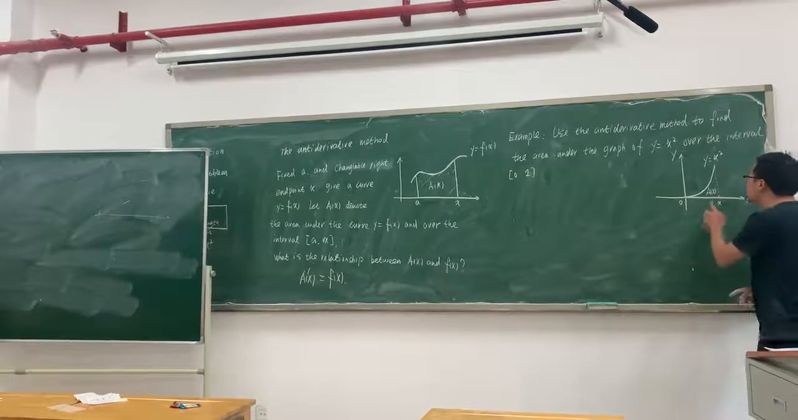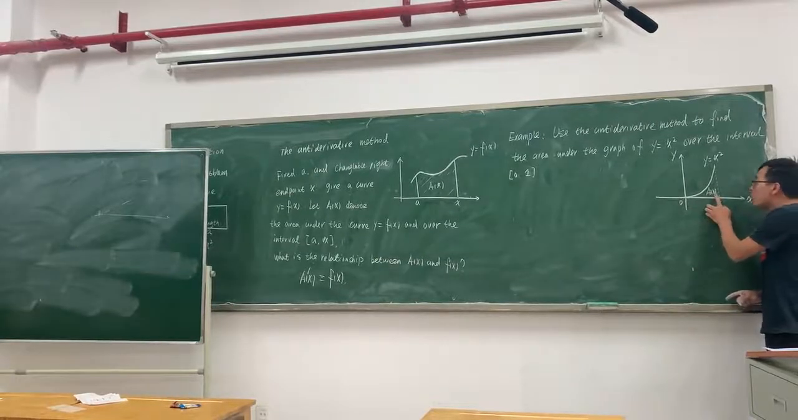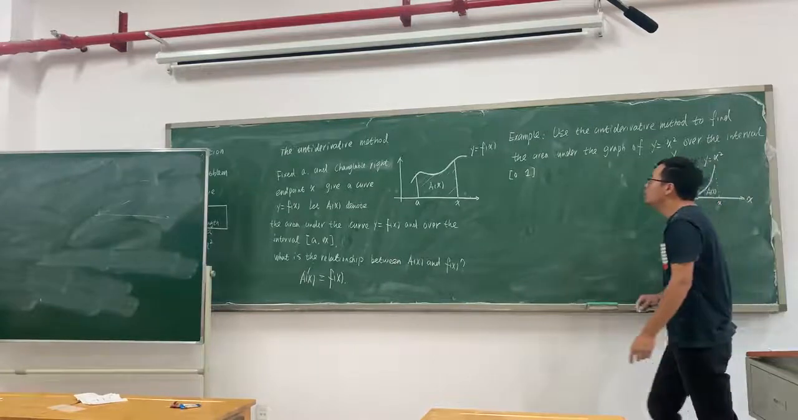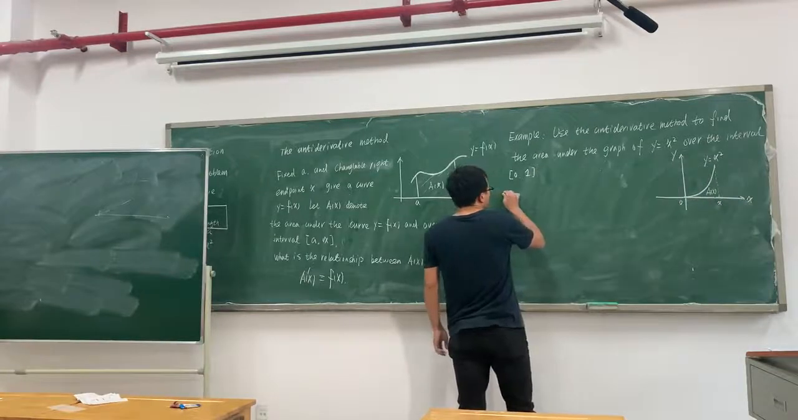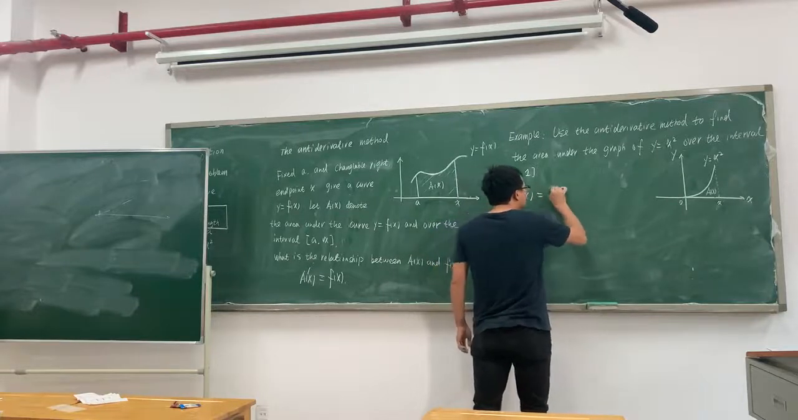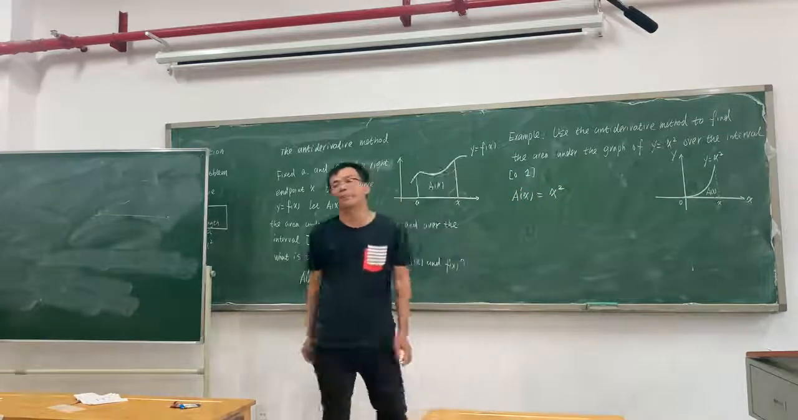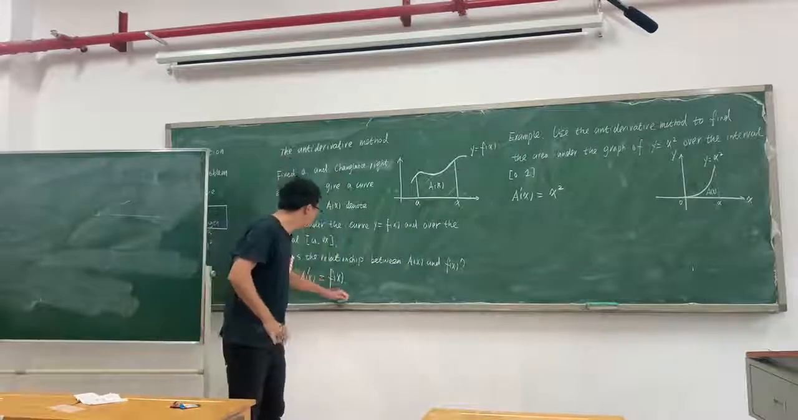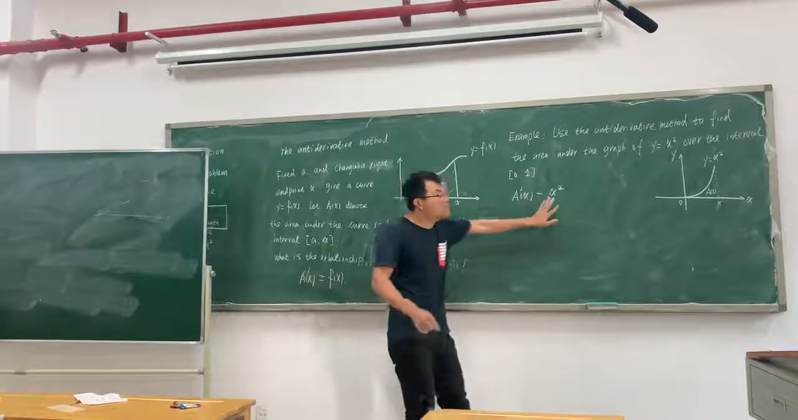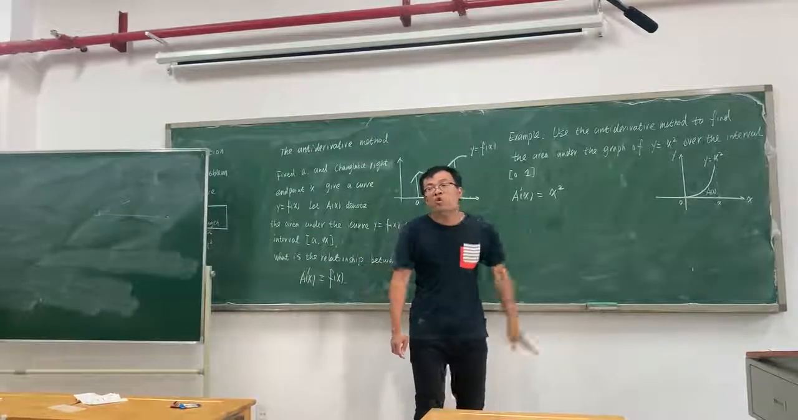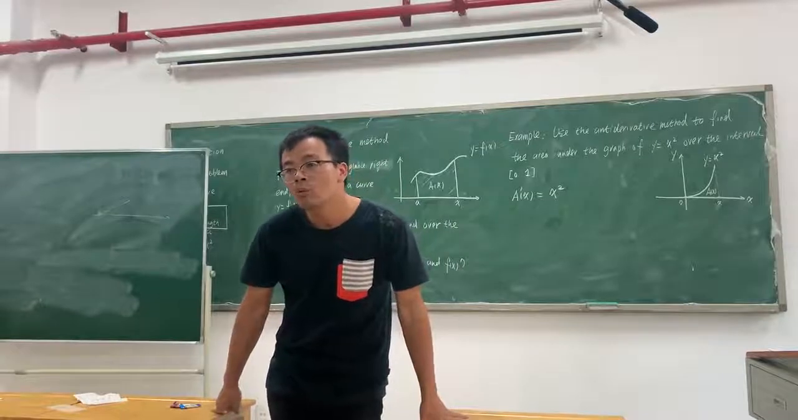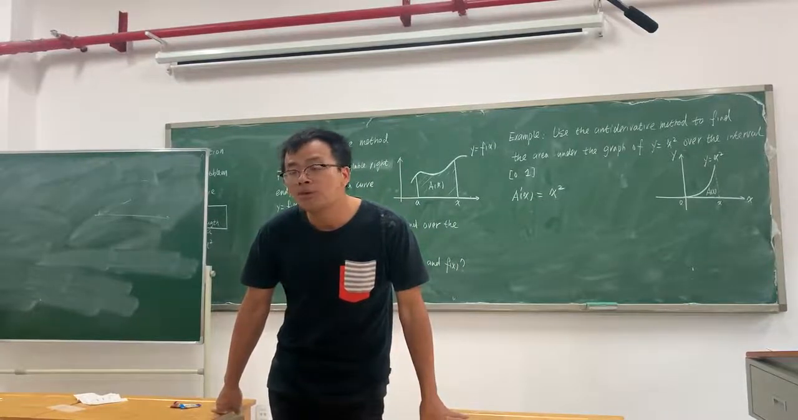So now we can see here the area A(x). What's the relationship between A(x) and x squared? So here we know A prime equal to x squared. Now we use this conclusion. We know A prime equal to x squared. So what function has derivative equal to x squared? What function?